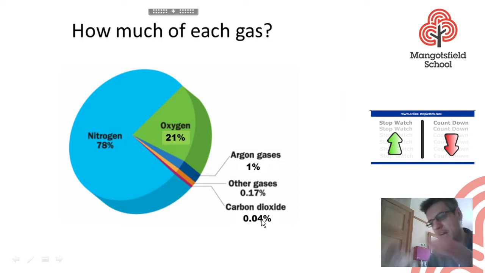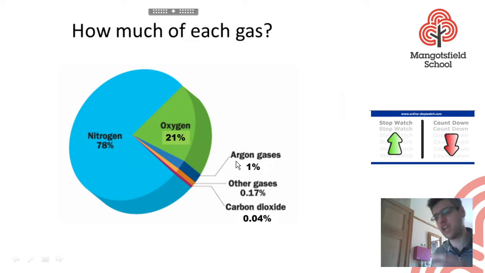But you've got to imagine how massive the Earth's atmosphere is. 0.04% of something massive is still a lot. And if that only goes up by a little bit, it has a big effect on our climate. So if carbon dioxide went up from 0.04 to 0.05, that would be a huge issue for us on the Earth. And we're going to look more at carbon dioxide and global warming later in the topic.